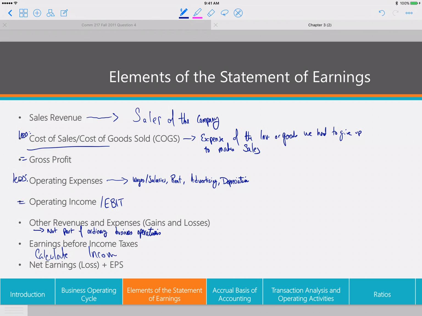our income tax, at least for this class. It's a lot more complicated in real life, but just for the purposes of COMM 217, this is where we would calculate our income tax expense. And so we would then subtract that, and that would give us our net earnings or our net loss if we were not profitable. And at that point, on our income statement, we would put our EPS, our earnings per share. And we're going to cover what that is in greater detail later on.